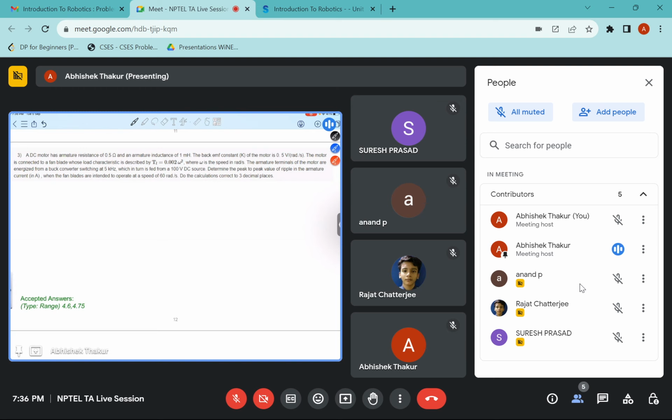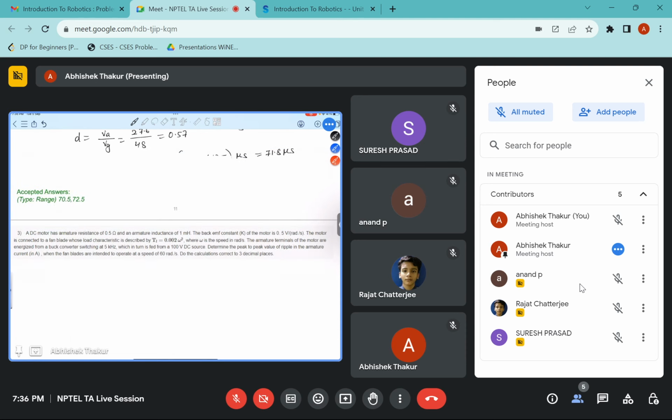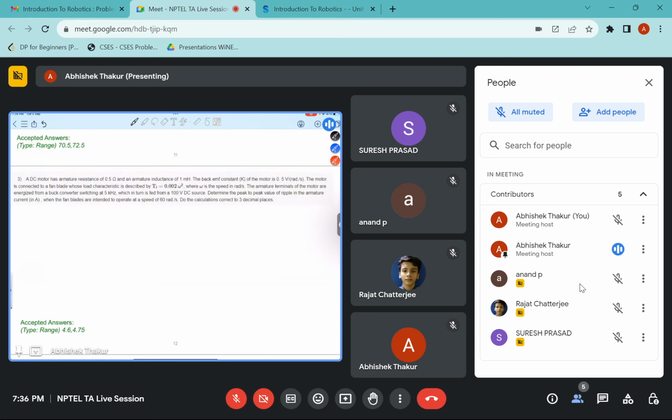In this question, a DC motor has an armature resistance of 0.5 ohm and an armature inductance of 1 millihenry. The back EMF constant K of the motor is 0.5 volt per radian per second, and the motor is connected to a fan blade whose load characteristic is described by TL is equal to 0.002 omega square. So we should write all these values, else we will forget what was given.